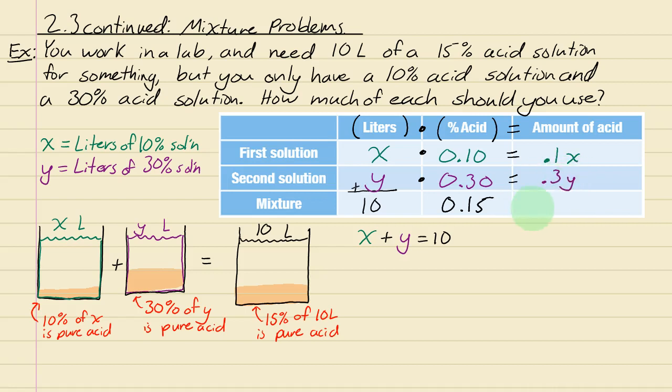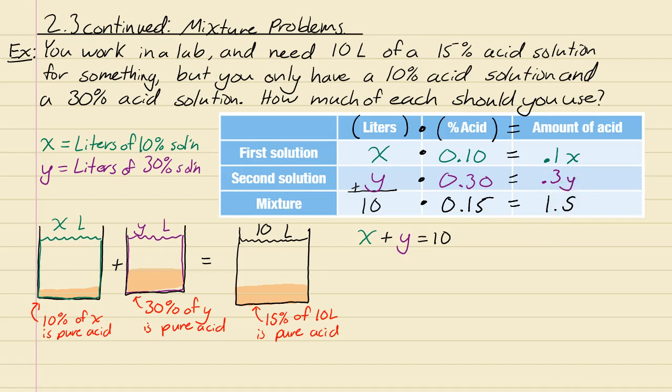And now to get an expression for the amount of acid total, well, it's going to be the same thing. We can do 10 times 15%, or 15% of 10, to get 1.5. When you multiply those, that should be 1.5 liters.